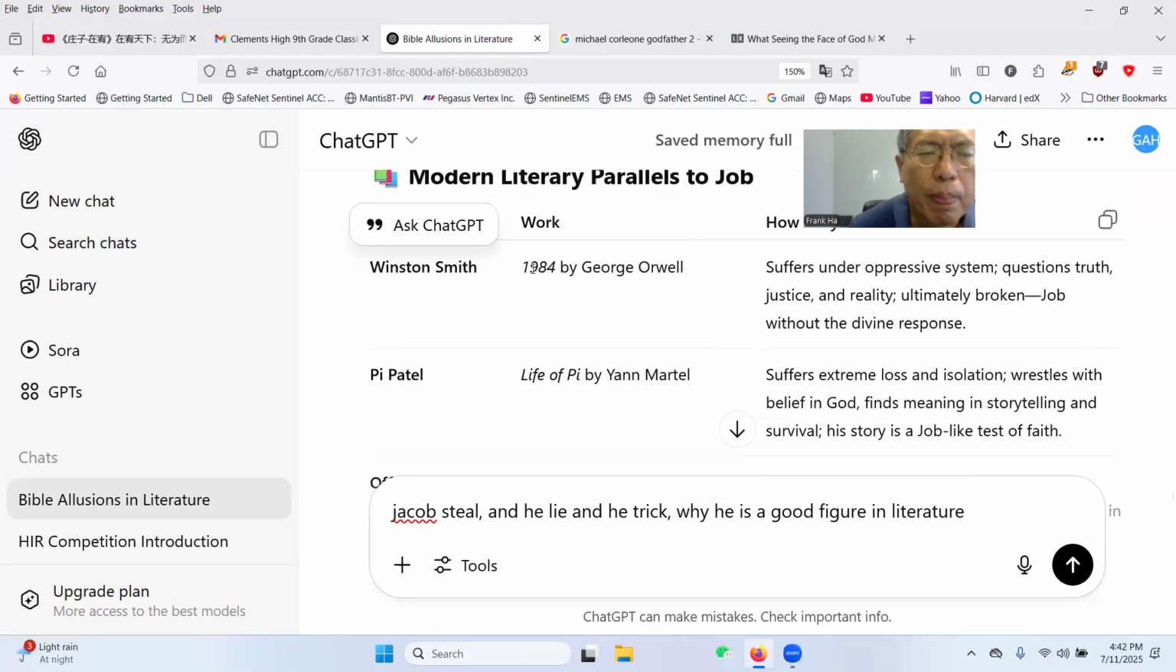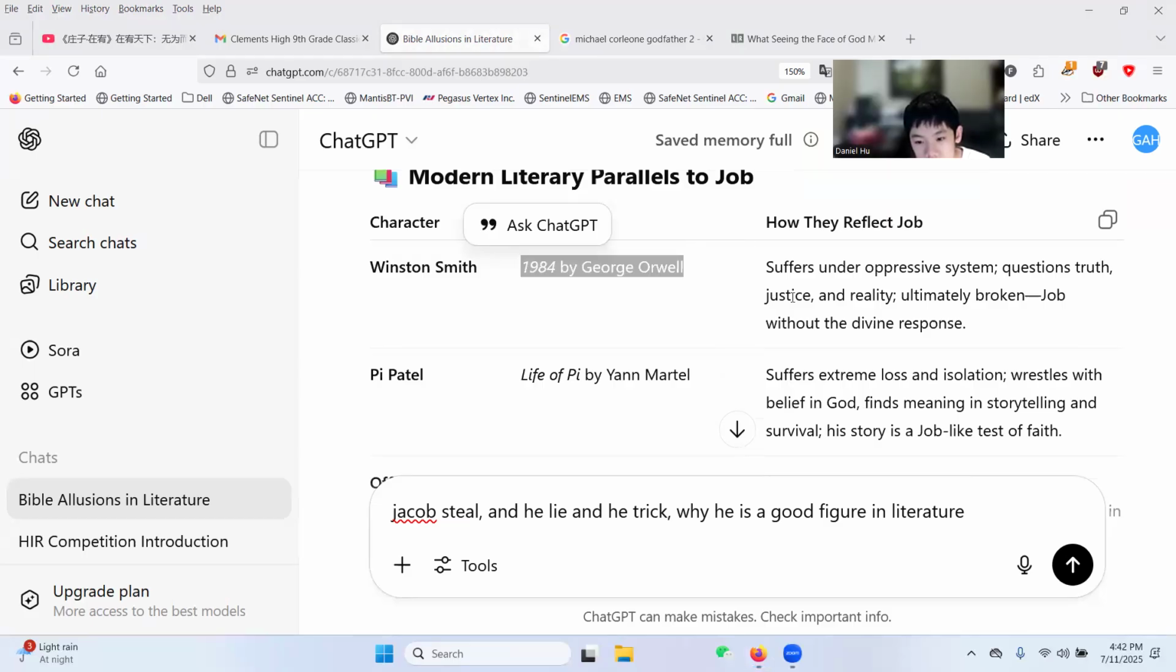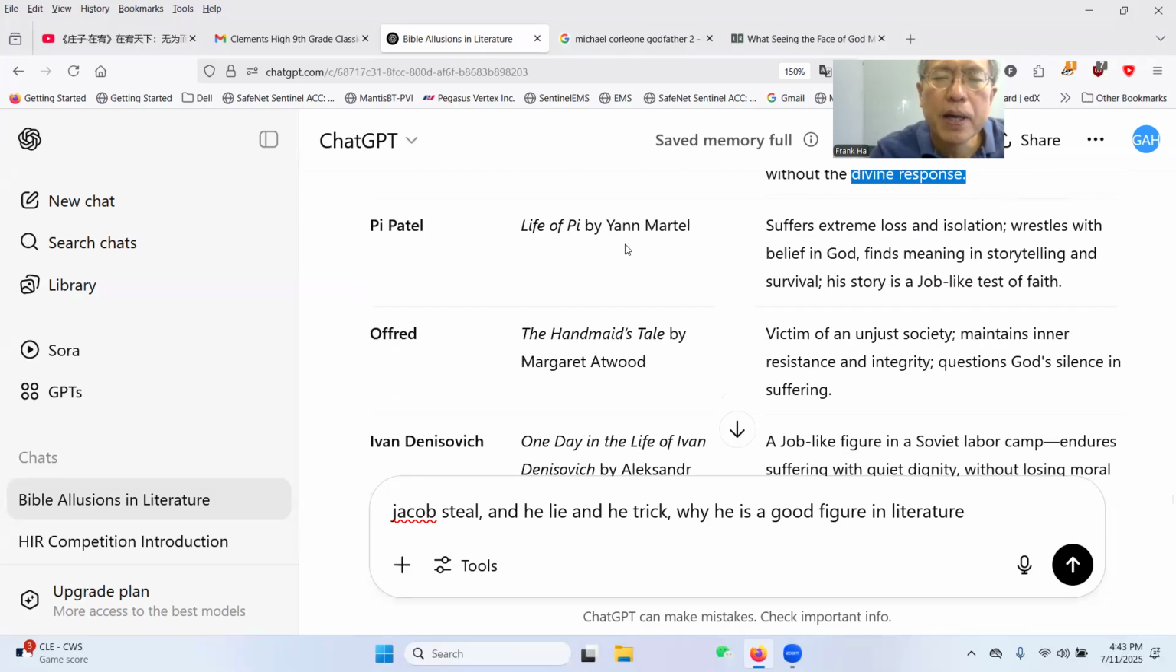Now read it. Go. Winston Smith, 1984 by George Orwell. Suffers under an oppressive system, questions truth, justice, and reality, ultimately broken, Job without the divine response. Wow. So in 1984, in the future dystopian world, when the book was written it was in 1940, 41. No, it was 1948 when the book was published. So he switched 48 to 84, in the future dystopian world. You have to suffer, whether you like it or not, without divine response in the secular world. Big Brother controls everything.